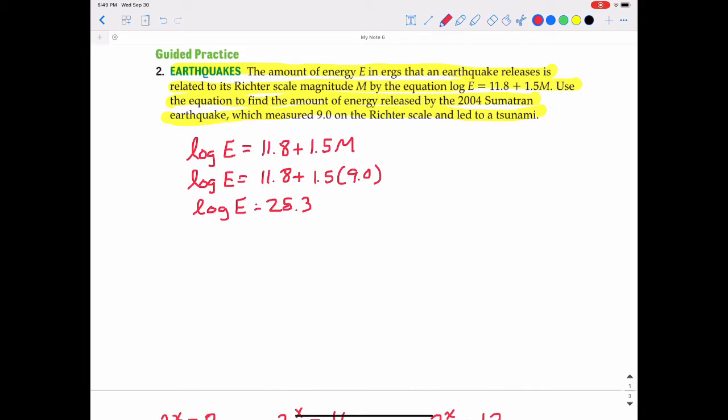The log of E is already solved for, so it's just time to change this to an exponential function to solve for E. The base of my log, which is 10, to the 25.3 power is going to equal E. So what is 10 to the 25.3 power? Well, that's a very large number. If you take 10 to the 25.3 power in your calculator, it's probably going to give you the answer in scientific notation.